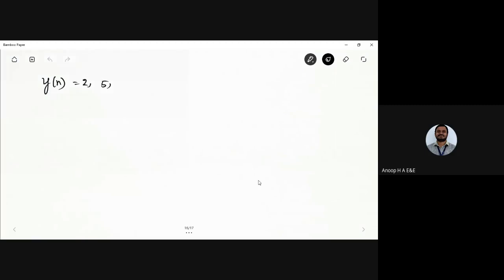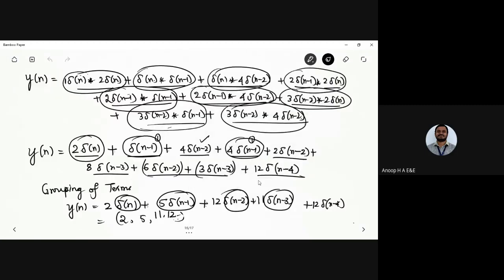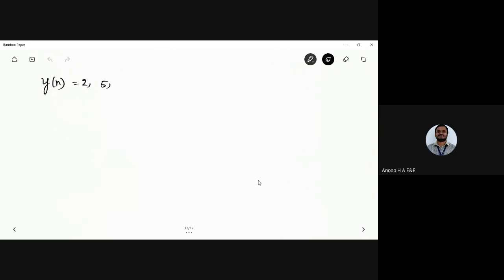Sorry, I think we have missed out a term here. So 2 times delta of n. Next you have 5 times delta of n minus 1. Next you have 12 times, 11. Fine, so 12, 11, 12. I think we missed out the last term here. So we have 12, 11, 12. This is at the origin. So now I have 2 comma 5 comma 12 comma 11 comma 12, and this is at the origin.